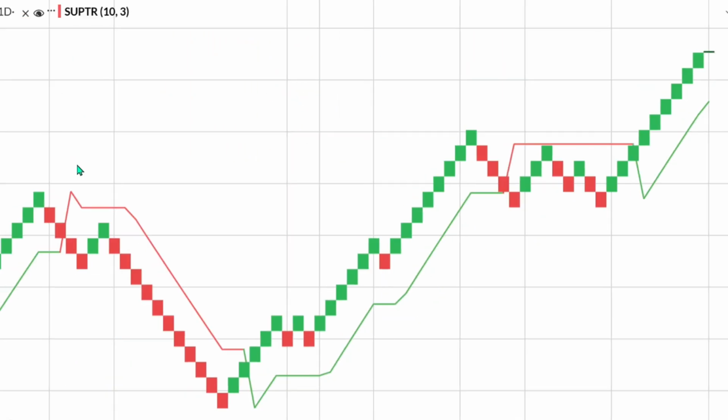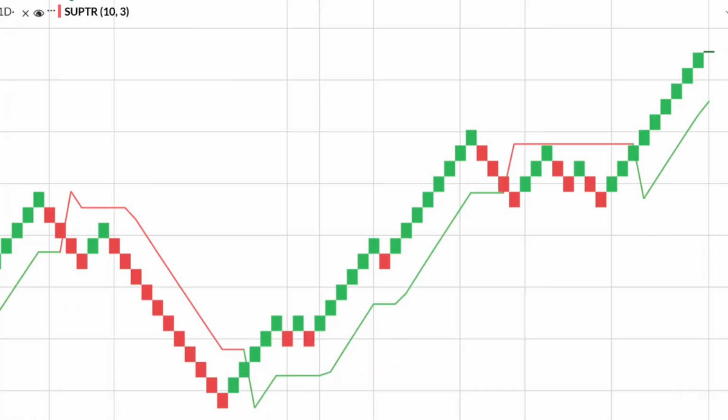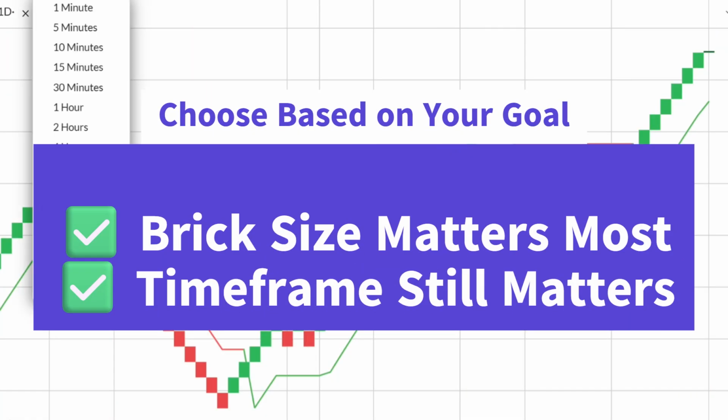When I'm testing longer-term investing ideas, I often start with daily data. For swing trading, I may use hourly or 4-hour data. For shorter-term experiments, I may drop down to lower time frames. The right answer depends on what you're trying to achieve.